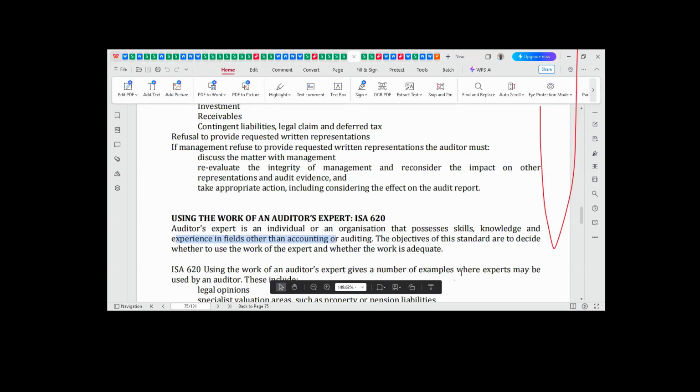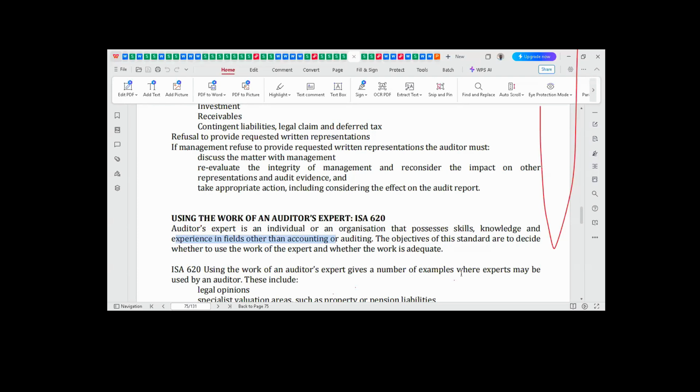Now, what is the highlight of this area? The relevant standard that explains the auditor's expert is ISA 620. What does it say? This standard says that even though the auditor does not have knowledge in these areas, he is expected to place reliance on the work of this expert during his audit engagement.